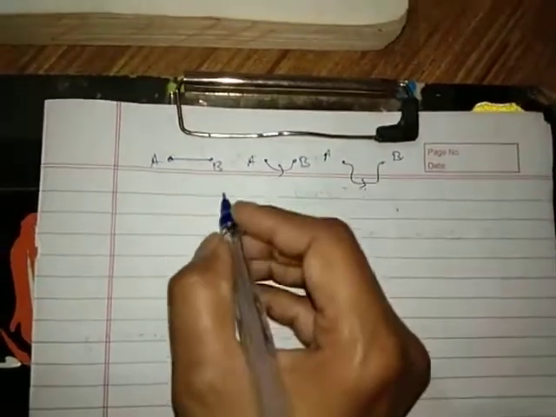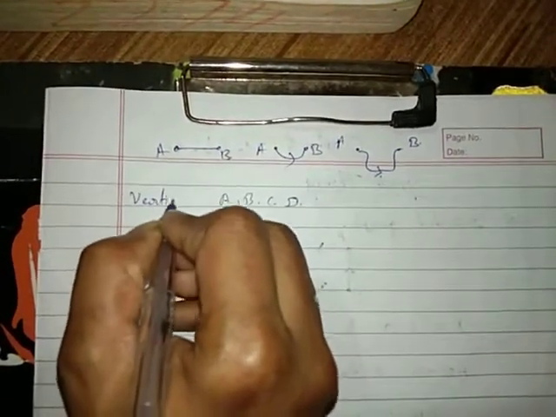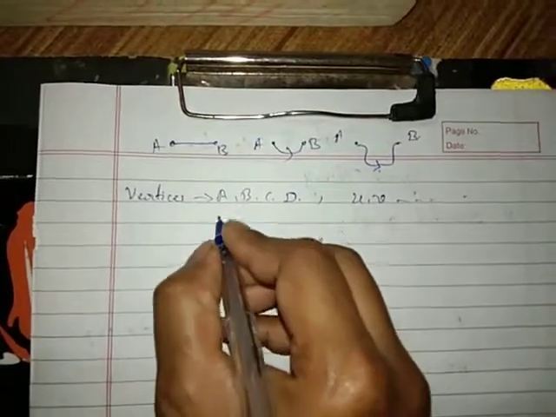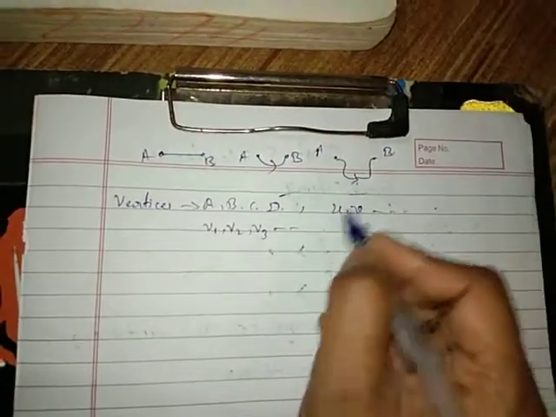Here one more thing: vertices are indicated by capital letters, or small letters, or also by V1, V2, V3 and so on. So three different notations are used to represent the vertices.